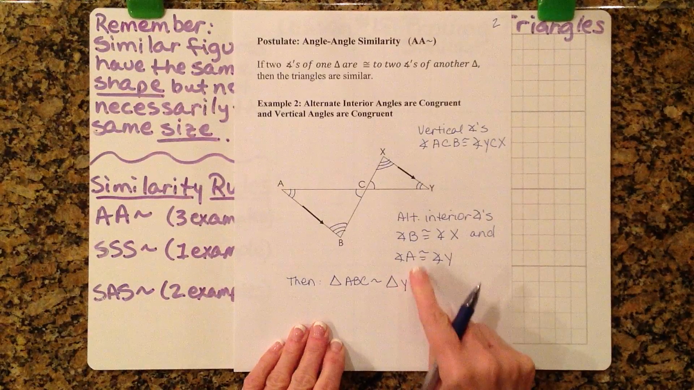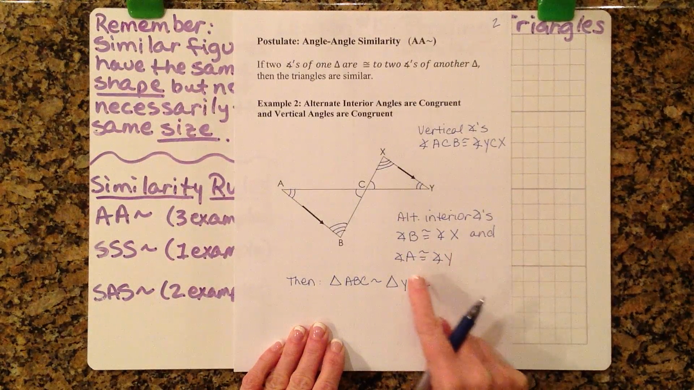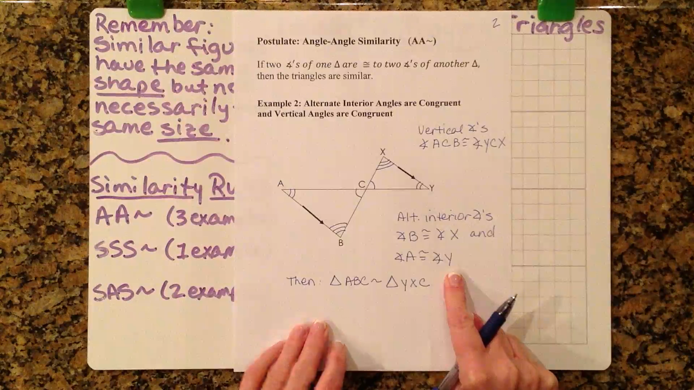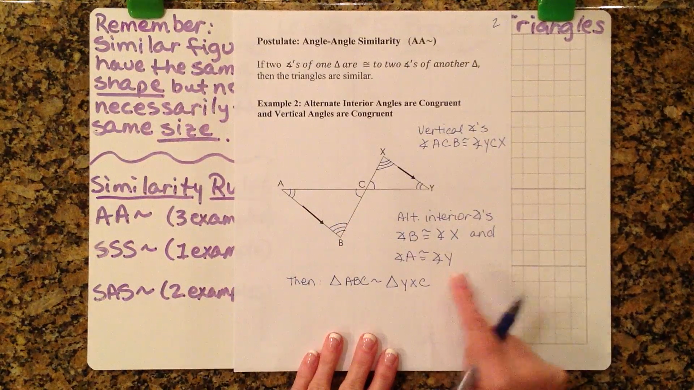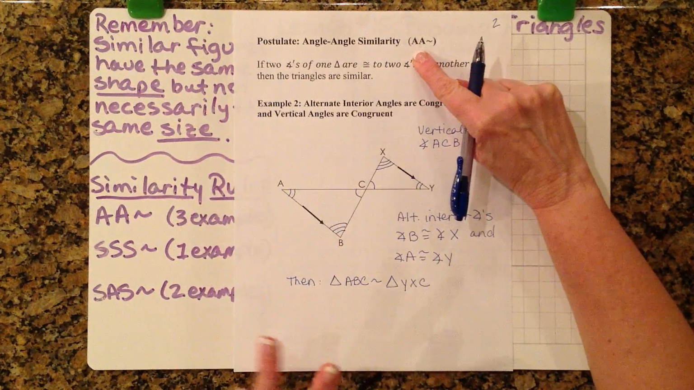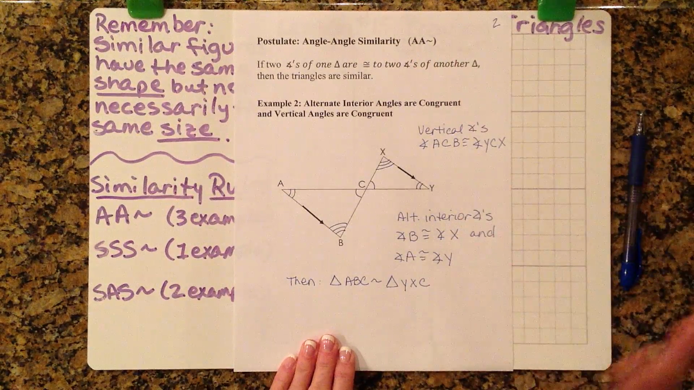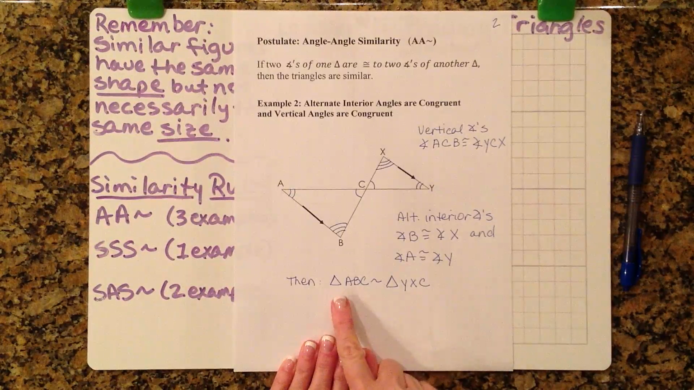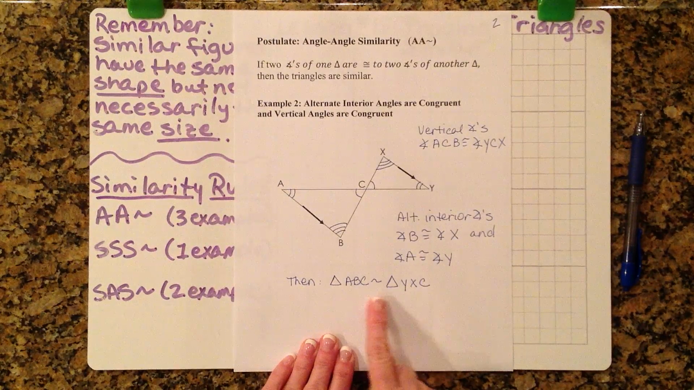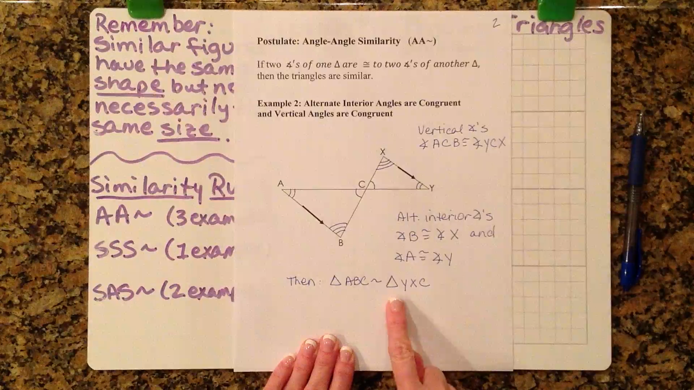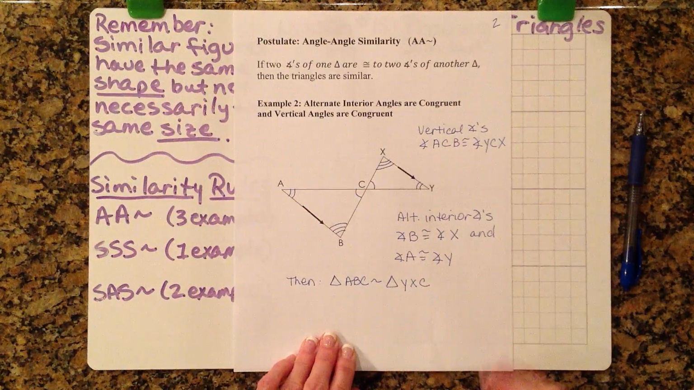So now B and X are congruent, and A and Y are congruent. Actually, we found 3 angles. For angle-angle similarity, we only need 2, but we happen to have found 3. So just pick the 2 that you want to have as congruent. Then you can say that triangle ABC is similar to triangle YXC.